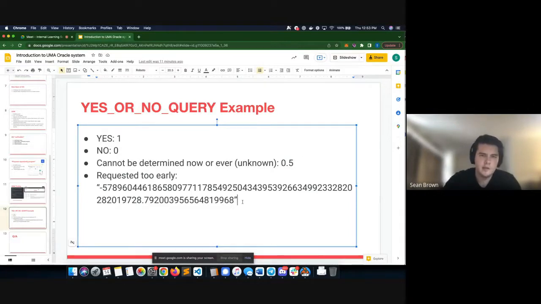That's in contrast to this magic number, which is like, we cannot confidently answer this question today, but think that it will be answerable in the future. So you're basically answering that this price request was made too early.